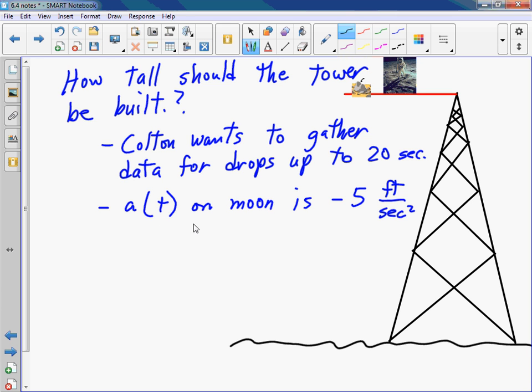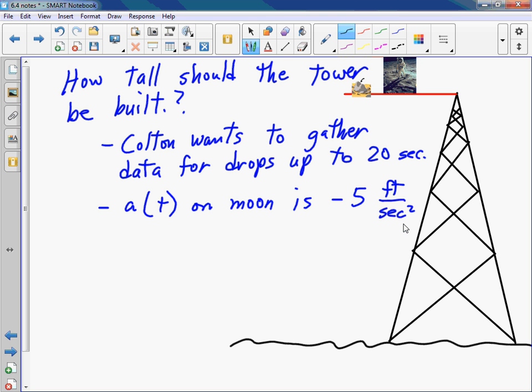Acceleration with respect to time on the moon is negative 5 feet per second squared because the moon is not as massive as the Earth. So these are the constraints we're working with. And you can be the engineer in Houston and design this tower for astronaut Colton. Okay, that's the setup.